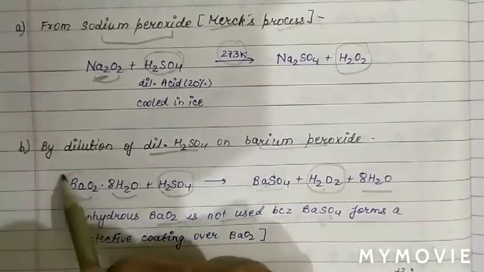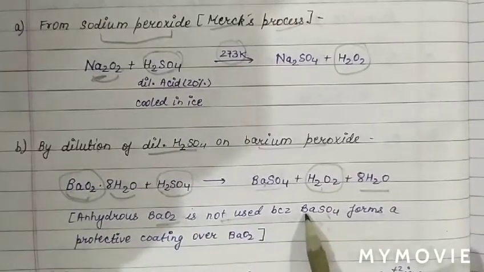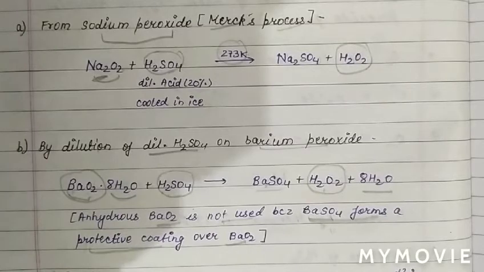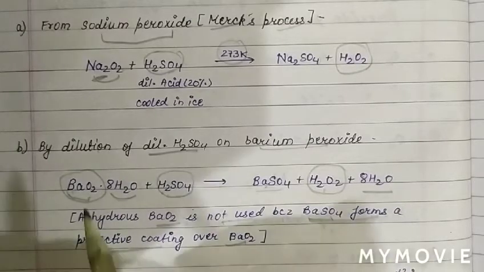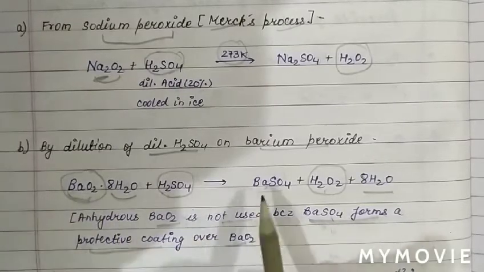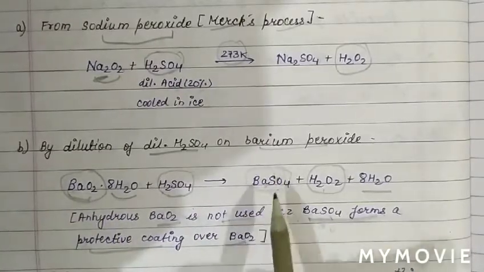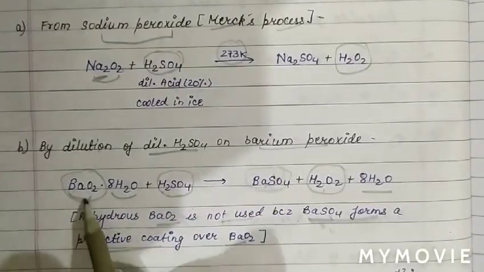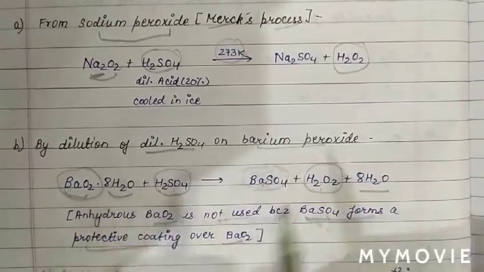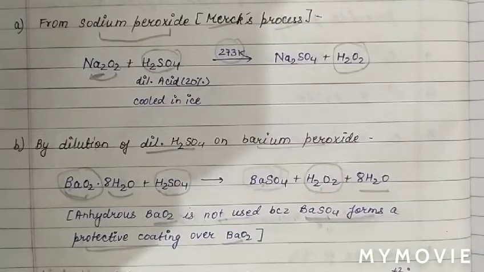Why is anhydrous barium peroxide not used? Because BaSO4 forms a protective coating over BaO2. So if anhydrous BaO2 is used, then the BaSO4 which is formed will form a protective coating over BaO2. Hence anhydrous barium peroxide is not used for the preparation of H2O2.